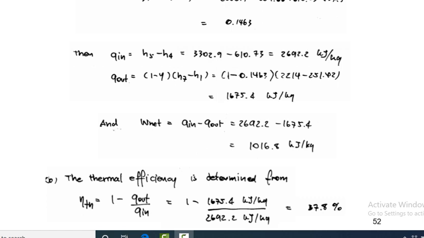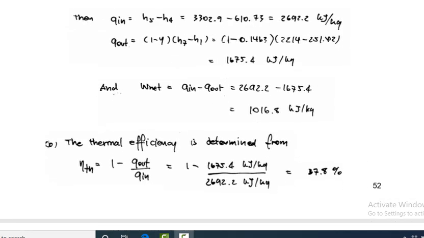you are getting 1675.4 kJ per kg. With these two values, q in and q out, you find the net work, q in minus q out, and you get 1016.8 kJ per kg. This is the net work done. Then find the thermal efficiency of the cycle, which is 1 minus q out upon q in. Put the formula and the values, and you get 0.378, multiplied by 100, that is 37.8%.